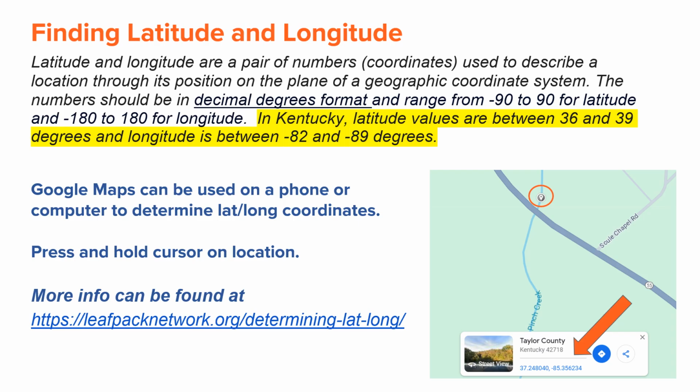Google Maps is an easy way to find the lat-long information. You can open it on your phone or computer and select the location, either by clicking your cursor or holding your finger on the sampling site. A pop-up window with the location information will include the coordinates for you, as shown on this slide.